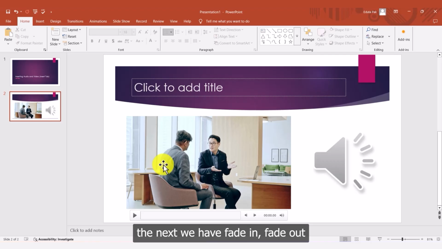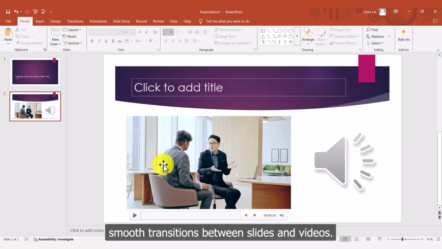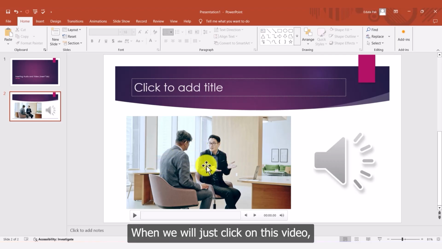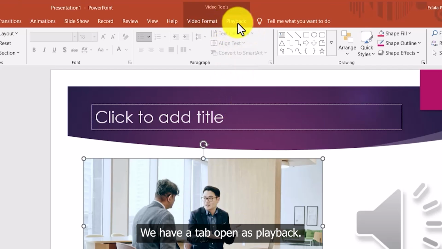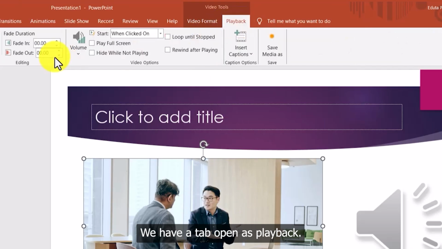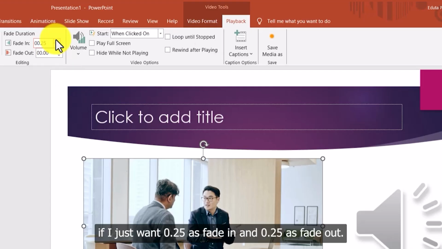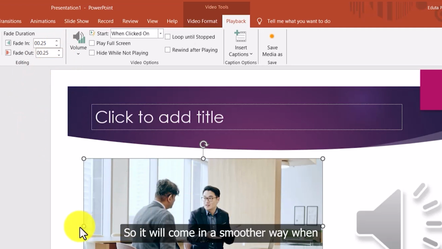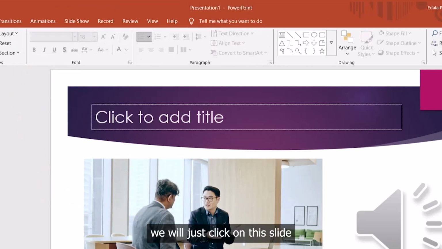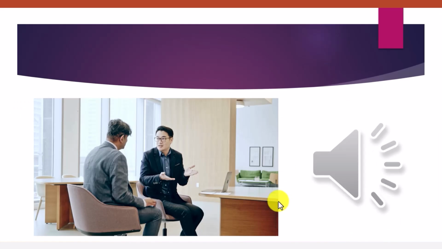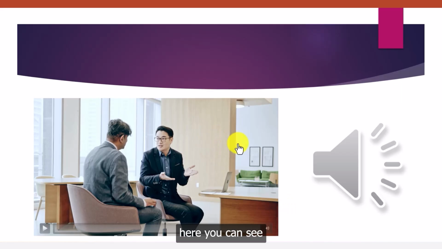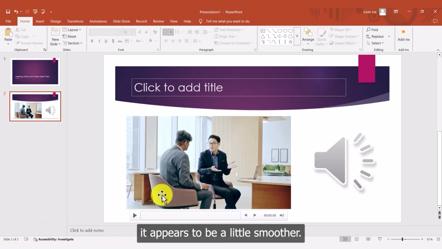The next we have fade in, fade out. Smooth transitions between slides and videos. When we click on this video, we have a tab opened as playback, and here you can see we have options as fade in and fade out. For example, if I just want 0.25 as fade in and 0.25 as fade out, it will come in a smoother way when we click on this slide. Here you can see when we play it, it appears to be a little smoother.